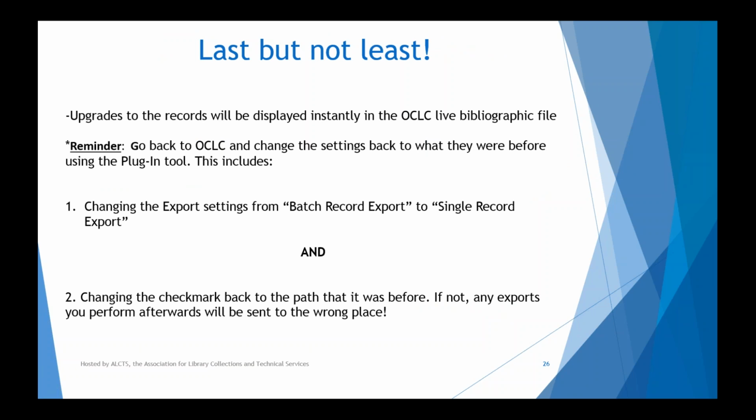Finally, last but not least, I want to mention that upgrades to the records will be displayed instantly in the OCLC Live bibliographic file. And a quick reminder to go back to the OCLC and change the settings back to what they were before using the plugin tool. This includes changing the export settings from batch record export to single record export, and changing the checkmark back to the path that it was before using the plugin tool. If this is not done, any exports that are performed afterwards will be sent to the wrong place.